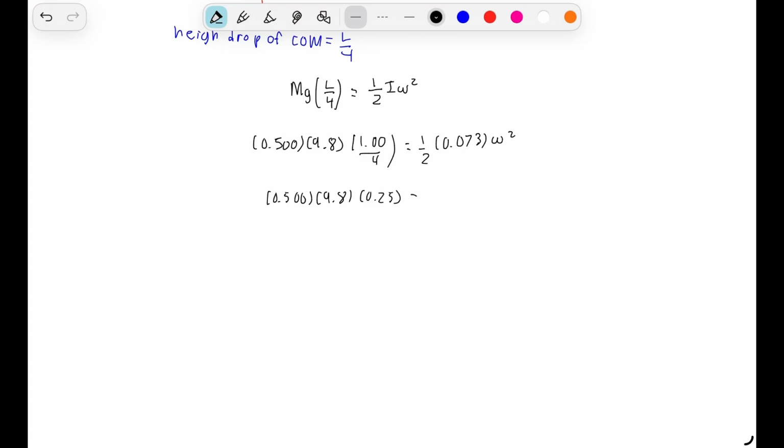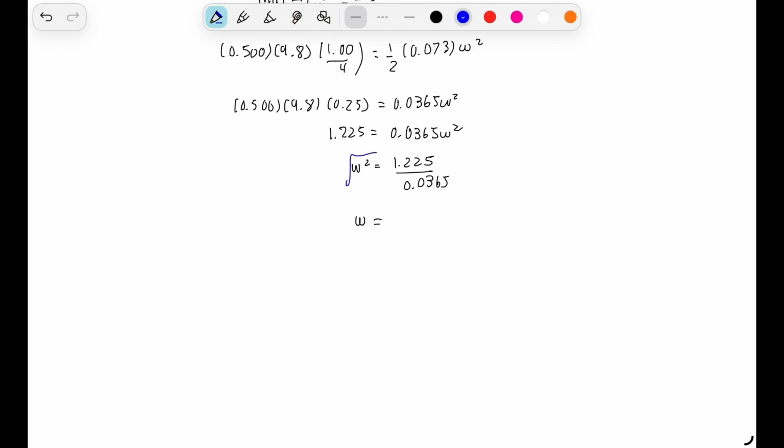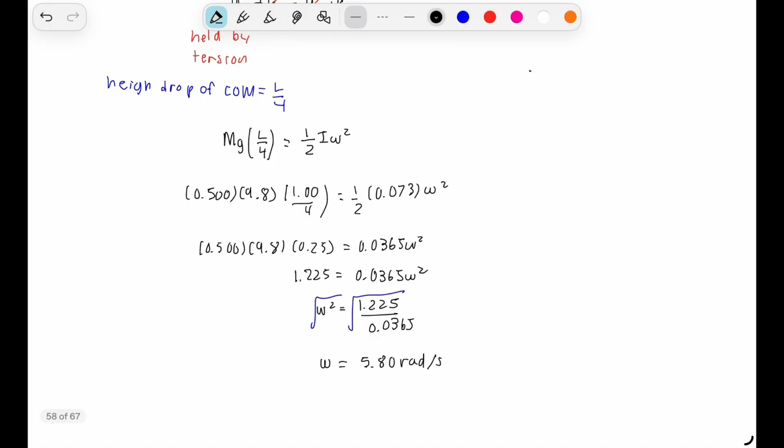So that's going to be 0.500 times 9.8 times 0.25 is equal to 0.0365 omega squared. 1.225 equals 0.0365 omega squared. Solving for omega squared, we have 1.225 divided by 0.0365. And omega is going to be equal to the root of this. That's going to be equal to 5.80 rad per second.